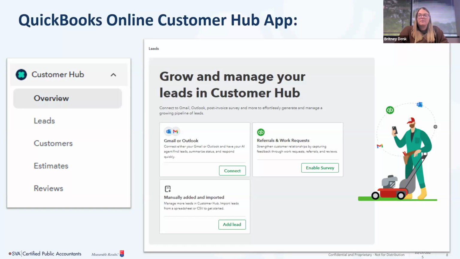So again, this can all be found if you're in your file under the Customer Hub app, because everything now in QuickBooks Online is based on your apps. So you have your expenses, your customers, your accounting app. So it should be on the left-hand side. But again, if you have any problems or you're wanting to look into how to set this up and use this and maximize it, I encourage you to reach out to me or your representative at SVA and we can help you get started.